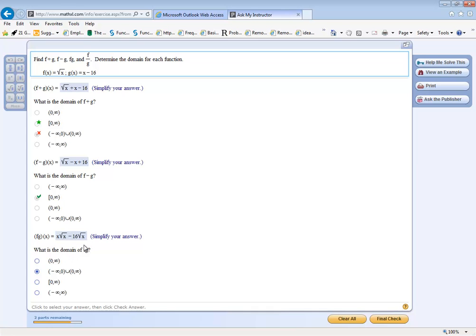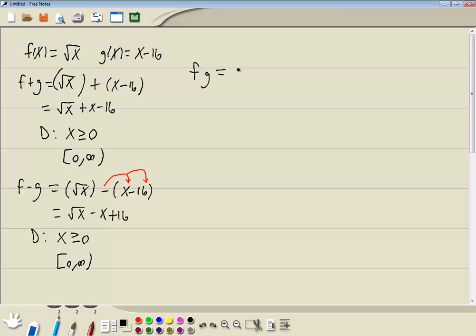The third thing, f times g. Well, again, I'll put parentheses around each function and put them next to each other, like that. Now this is a distributive property, so we're going to take the square root of x and times x, and the square root of x times negative 16. Well, square root of x times x gives us x square root of x. Just put them next to each other with the x in front. Square root of x times negative 16 gives us minus 16 square root of x. Again, I put 16 in front.